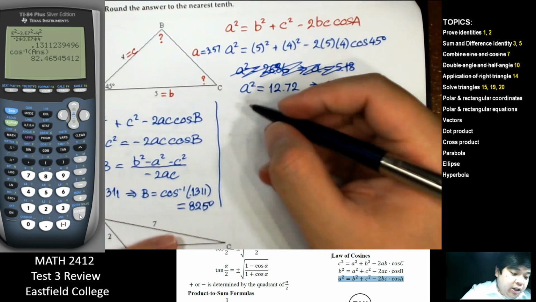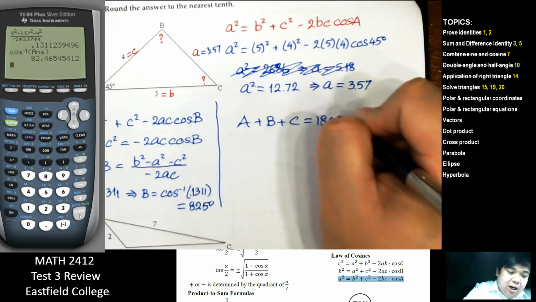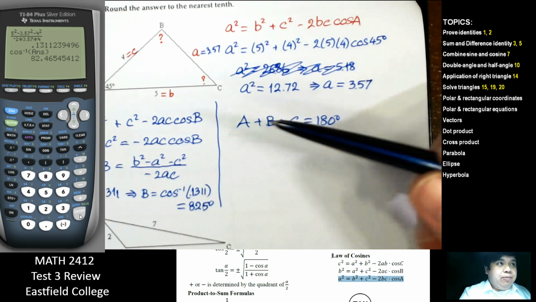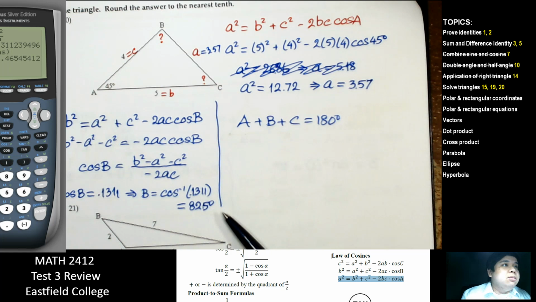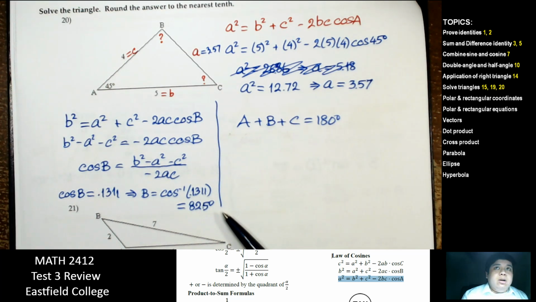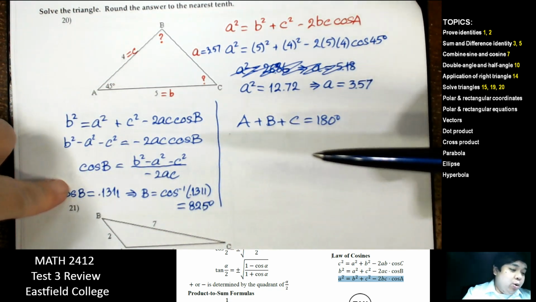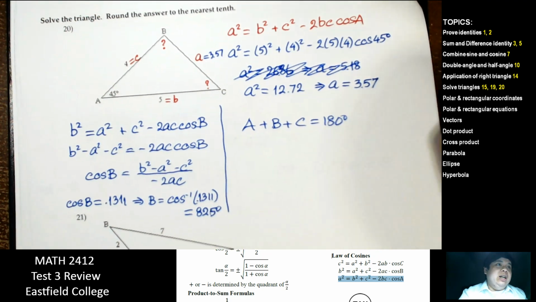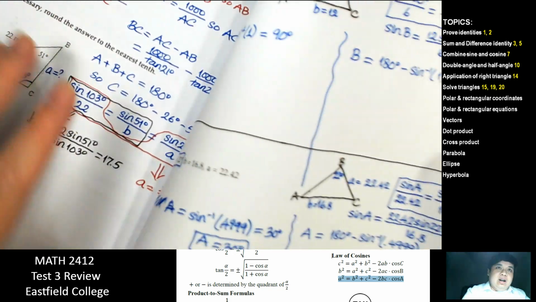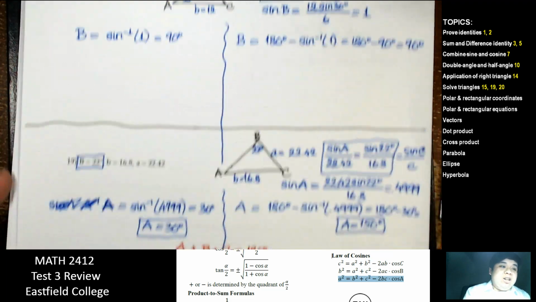And then finally, A plus B plus C equal to 180 degrees. You can find the last angle C easily. Right. So that is 20. So even though using the law of cosine to find the angle is more complicated, whatever we have, it's just exactly one solution. We don't have to worry about line number 19 where we have potentially two answers.